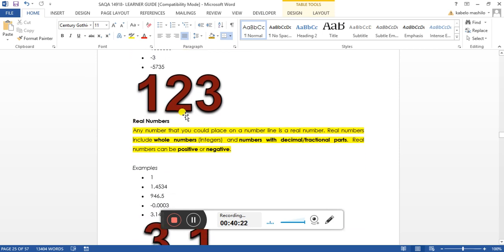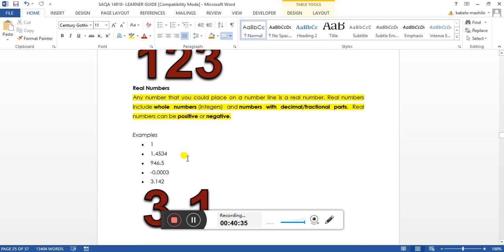We've got the real numbers. Any number that you could place on a number line is a real number. Real numbers include whole numbers, integers, and numbers with decimal fraction parts. Real numbers can be positive or negative. So we've got 1, 1.43, 4534, and so forth.